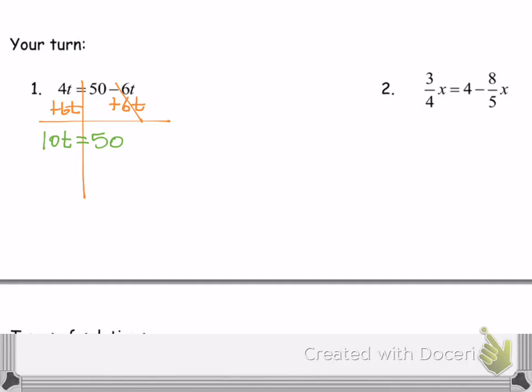So hopefully you figured out, I want to combine the 4t and the 6t, and since 4t is almost already by itself, I'm just going to add the 6t, do the opposite to the other side. And so I get 4t plus 6t is 10t is equal to 50, and then again I have a one-step equation, and t is equal to 5. Pause the video and try to see if you can do number 2 on your own as well.